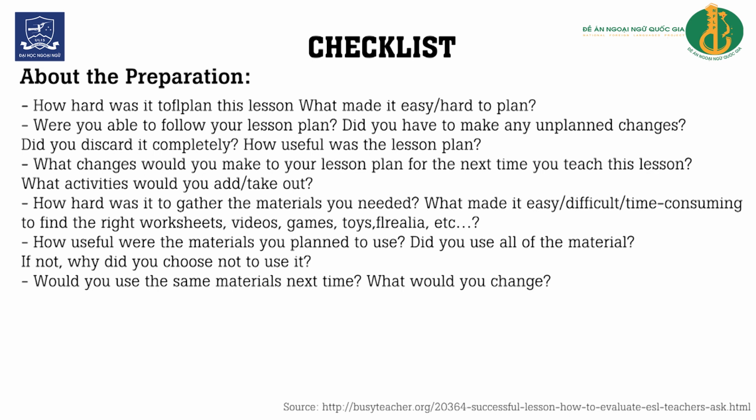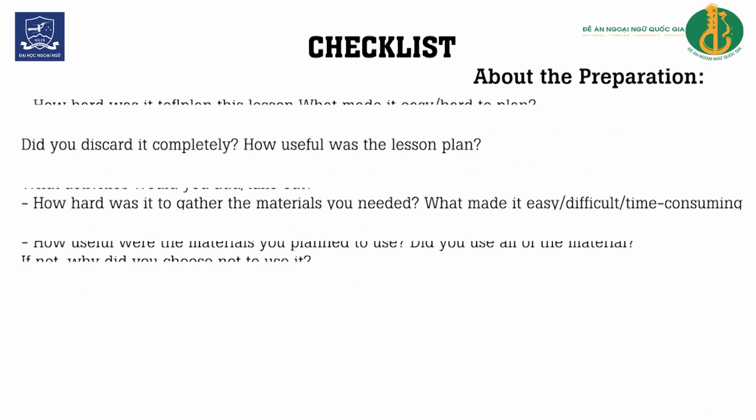How hard was it to gather the materials you needed? What made it easy or difficult or time-consuming to find the right worksheets, the videos, the games, toys, realia, etc.? How useful was the material you planned to use? Did you use all of the material? If not, why did you choose not to use it? Would you use the same materials next time? What would you change?